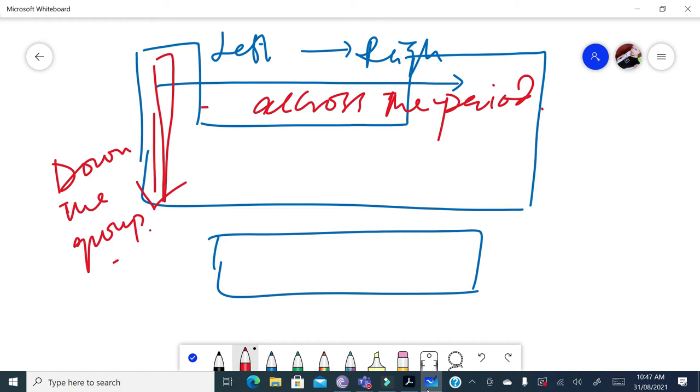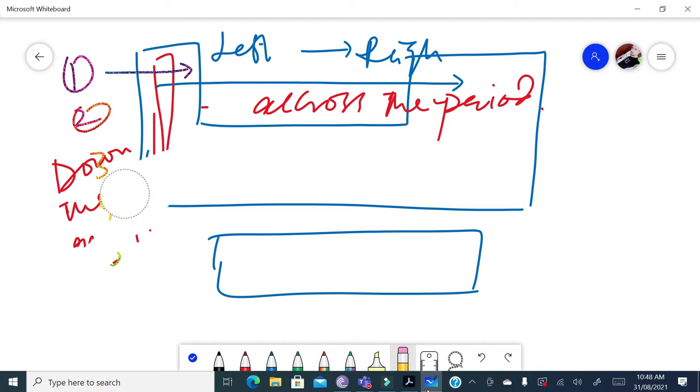How many periods are there in the periodic table? There are 7 periods in the periodic table, like this: 1, 2, 3, 4, 5, 6, and 7. So across the period and down the group, we are going to see which property is under focus and what is happening to that particular property. Are we clear with this? Yes, sir. Okay.